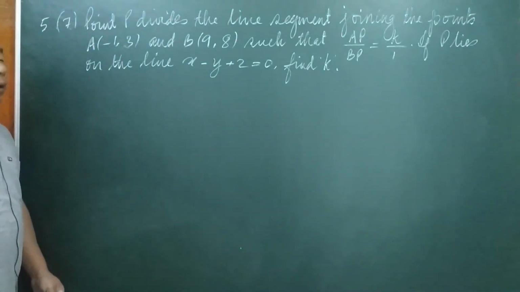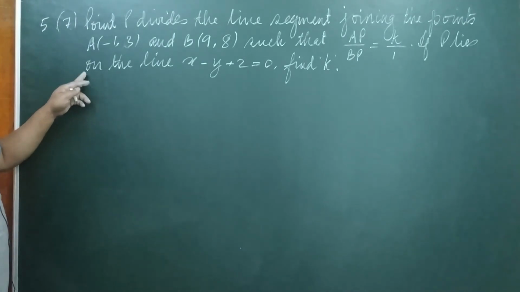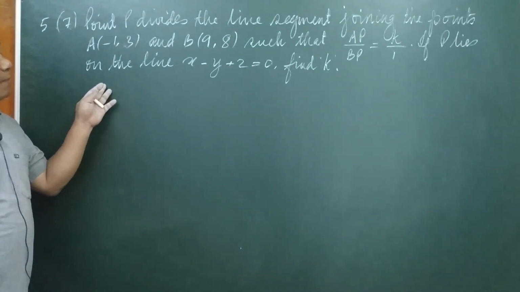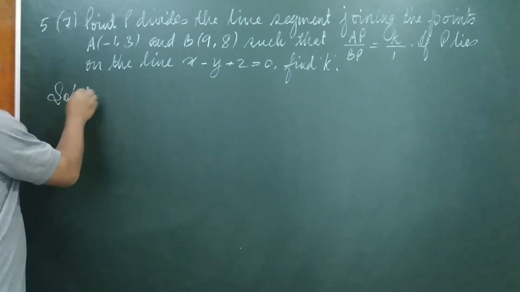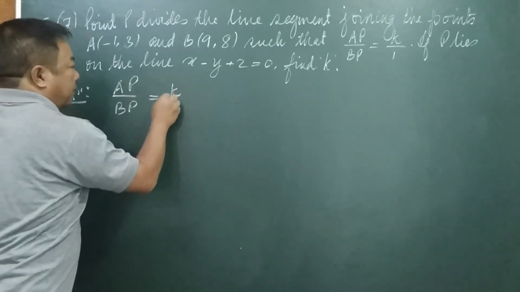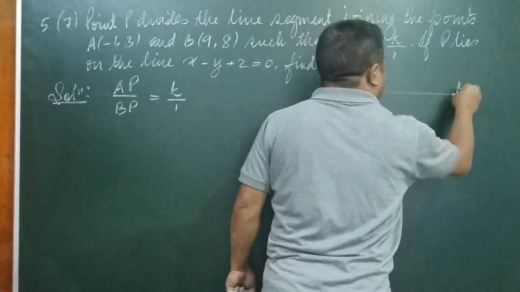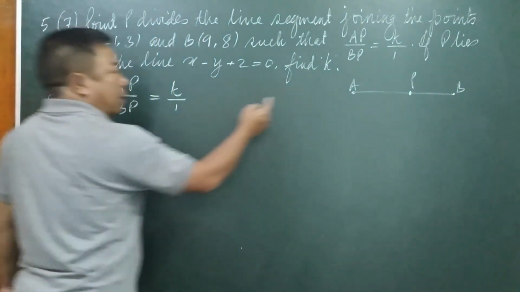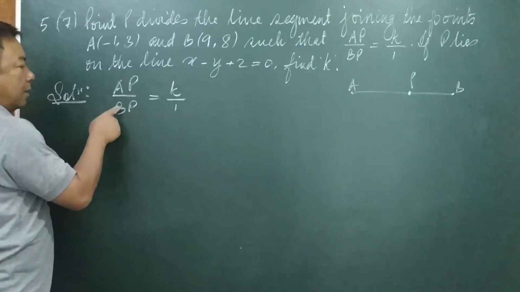Question number 5, number 7. Point P divides the line segment joining the points A (minus 1, 3) and B (9, 8) such that AP by BP equal to k by 1. If P lies on the line x minus y plus 2 equal to 0, find k. Here the ratio AP by BP is k is to 1.